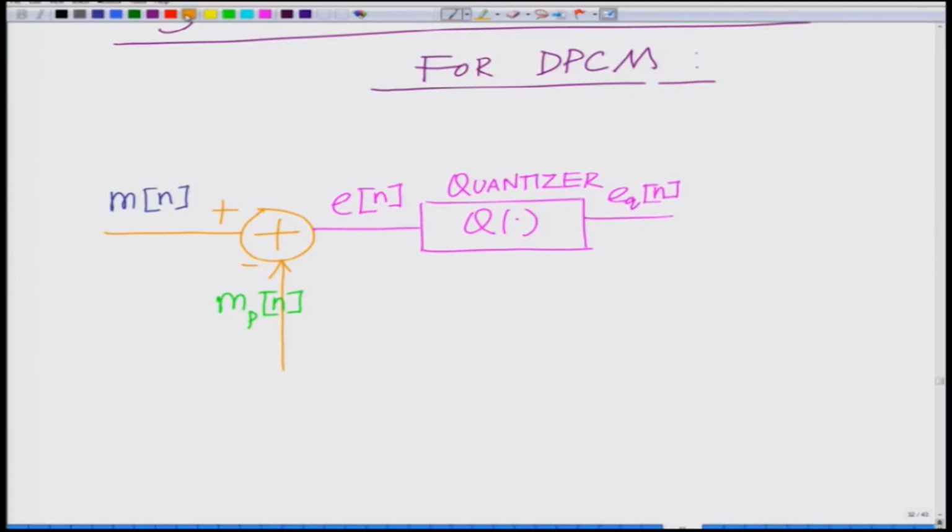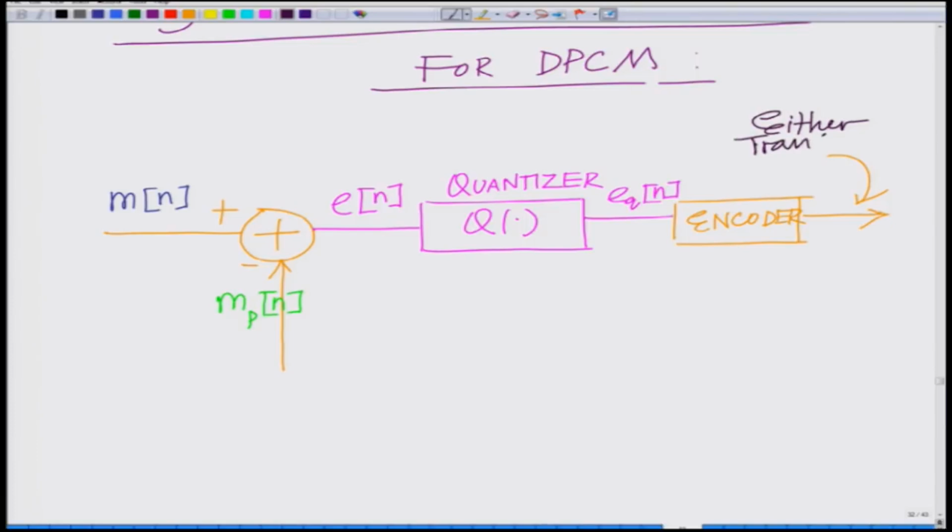And now, this quantized error, as we know, is passed through the encoder to convert it into a bit stream. This is passed through the encoder, and the encoded bit stream is either transmitted or stored.